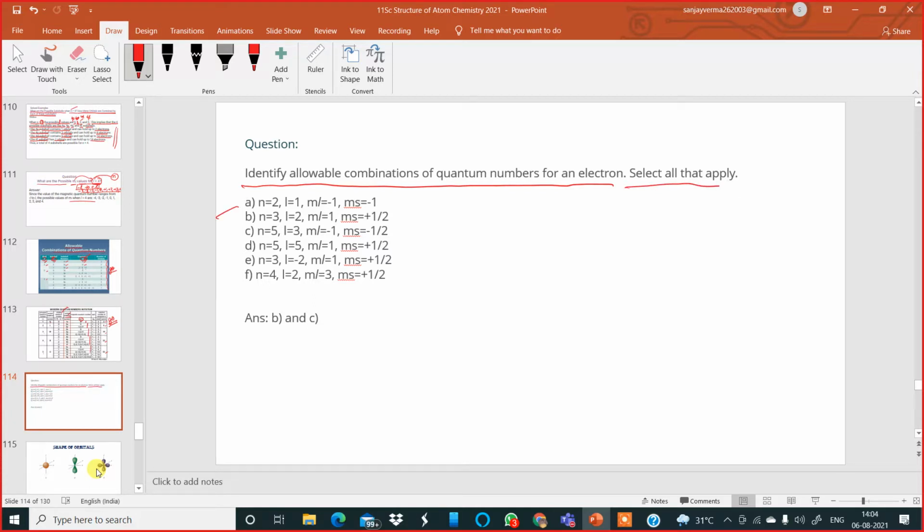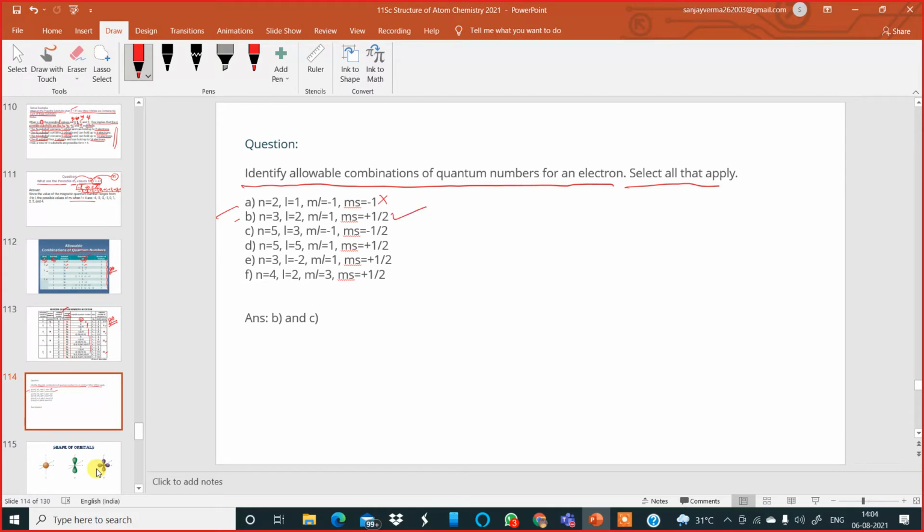If you look at the first one, n is 2, l is 1, ml is minus 1, ms is minus 1. So this is not permissible because the spin quantum number has to be either plus half or minus half. Number B, n is 3, l is 2, ml is 1, ms is plus half. Now here B is permissible.